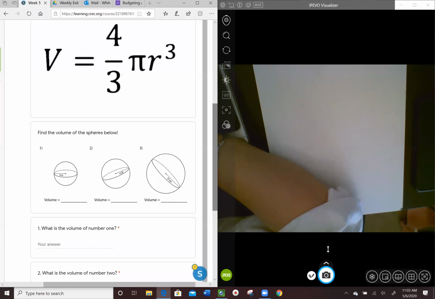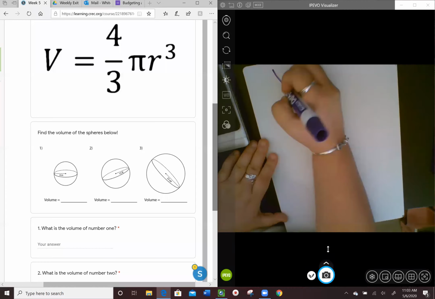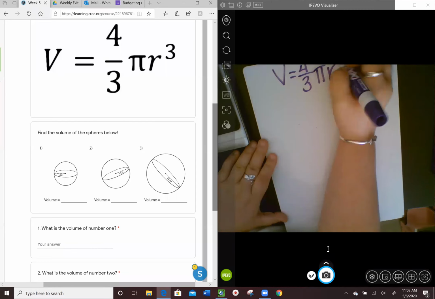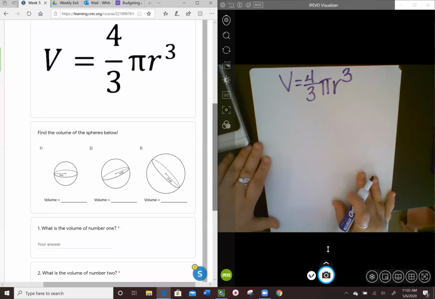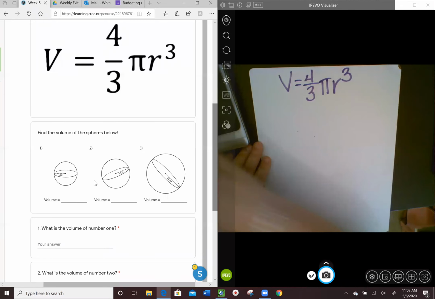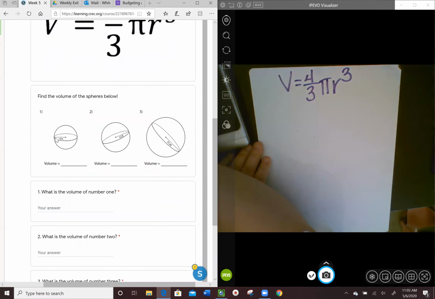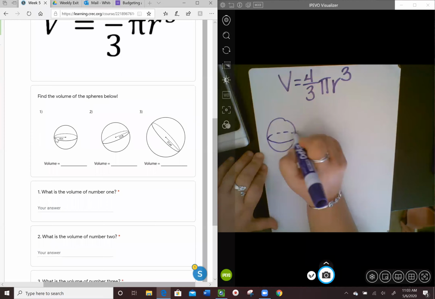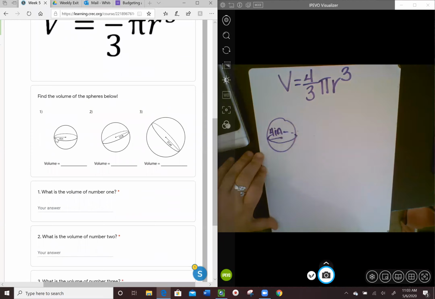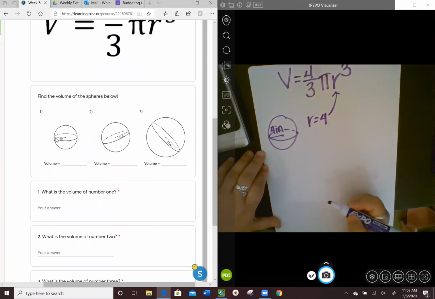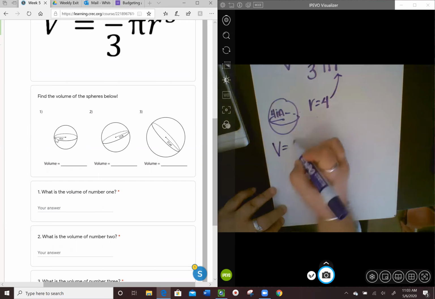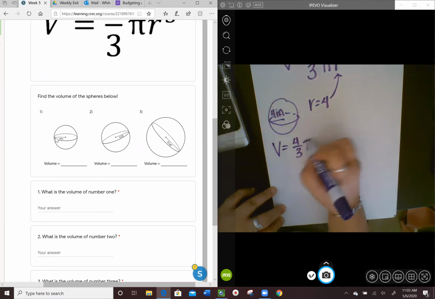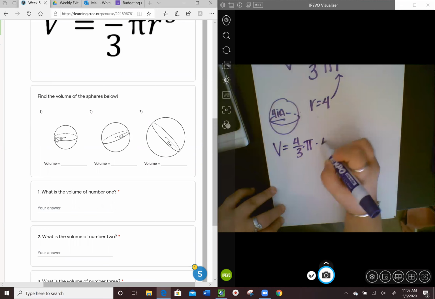All right, so if you remember, we were talking about volume of spheres, and we have a new formula for that volume. It's a different formula than for cylinders because it's a different shape, so we need a different formula. So our first sphere was this one right here. It gave you the radius was 4 inches. So radius is 4. We're going to plug that in for r, and we're going to simplify using order of operations. So we've got V equals 4/3 pi times 4 cubed.